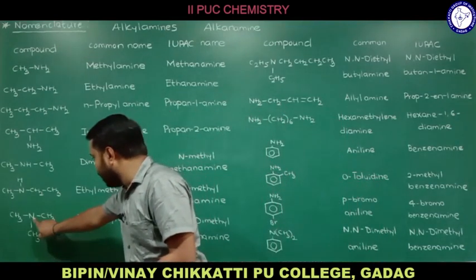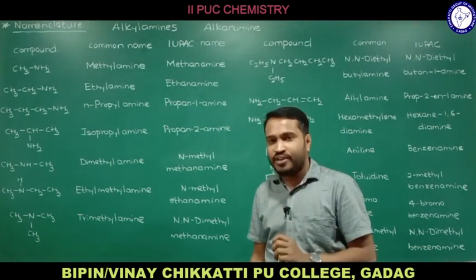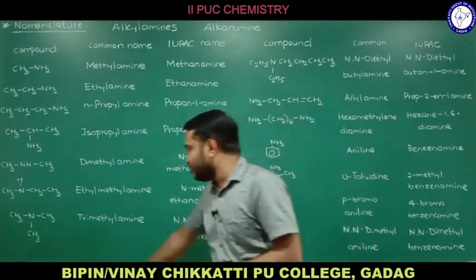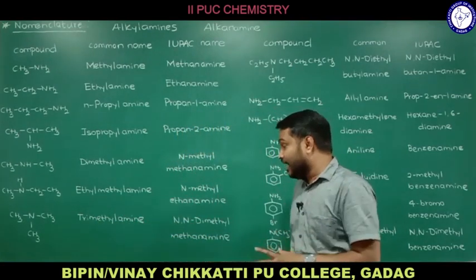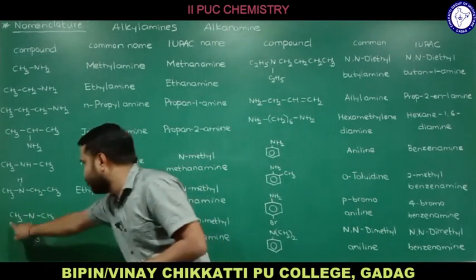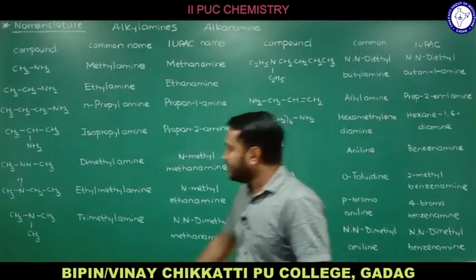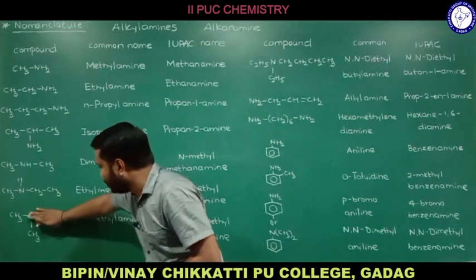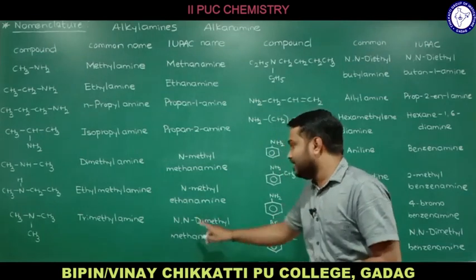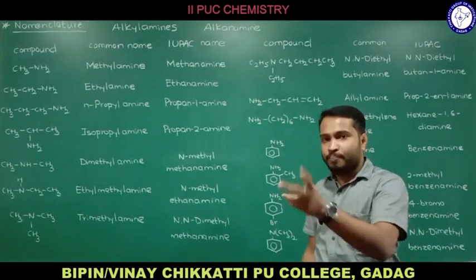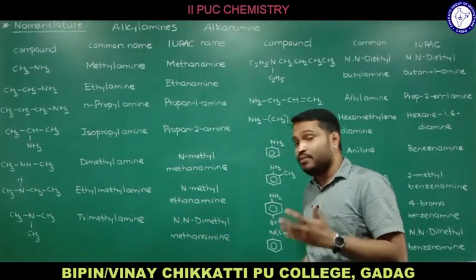In the next example, all the hydrogens are replaced by methyl groups. How many methyl groups do we have? 3 methyl groups here. So therefore trimethylamine is the common name. And if you consider the IUPAC name, we have the same: 1 carbon, 2 carbon, here also 1 carbon, and here also 1 carbon. You can consider any one as the parent, and we have N-methyl and N-methyl. So therefore, 2 methyl groups of the kind N, N,N-dimethyl methanamine we have here.